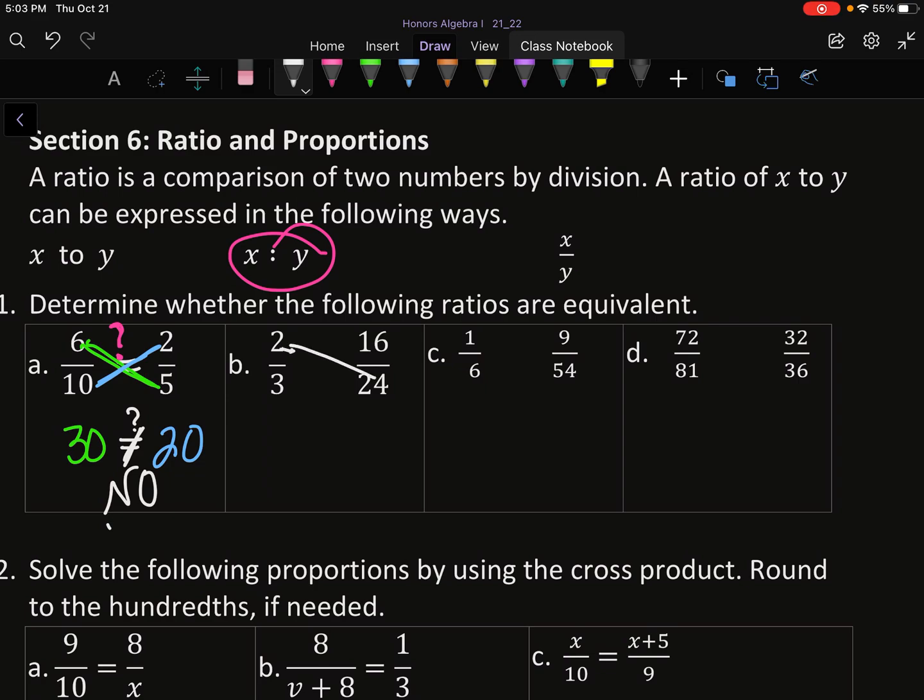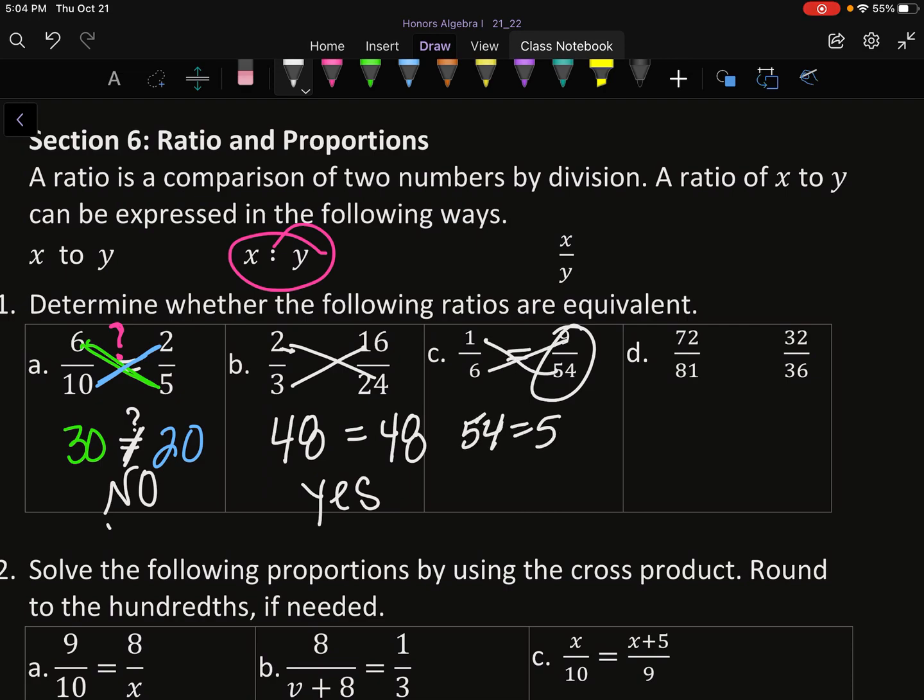2 times 24 is 48. Does that equal 3 times 16? Well, yes, it does. It's 48. So yes, the ratios are equivalent. Again, this one here, they are equivalent. I can reduce this to 1/6. But if I were to cross multiply, I'd get 54 is equal to 54.